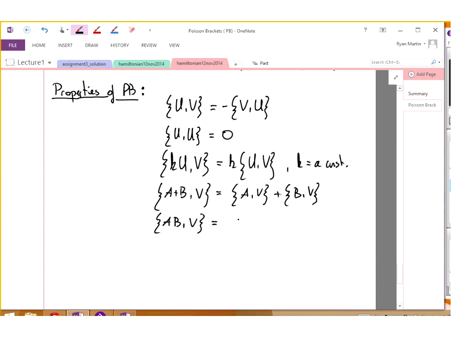So with the product, it's a bit different. The Poisson bracket of AB with V is A times the Poisson bracket of B with V plus B times the Poisson bracket of A with V.